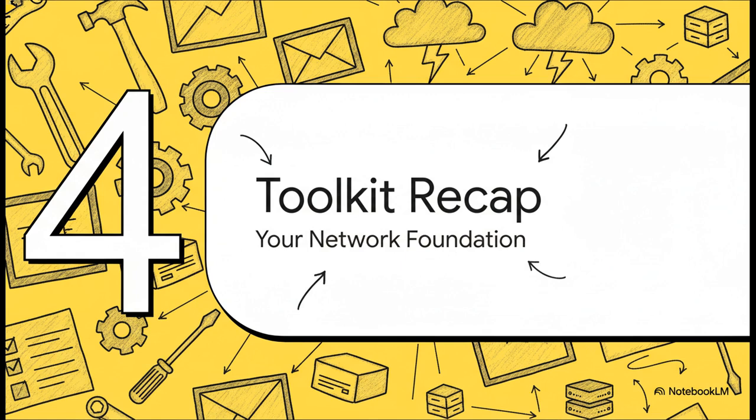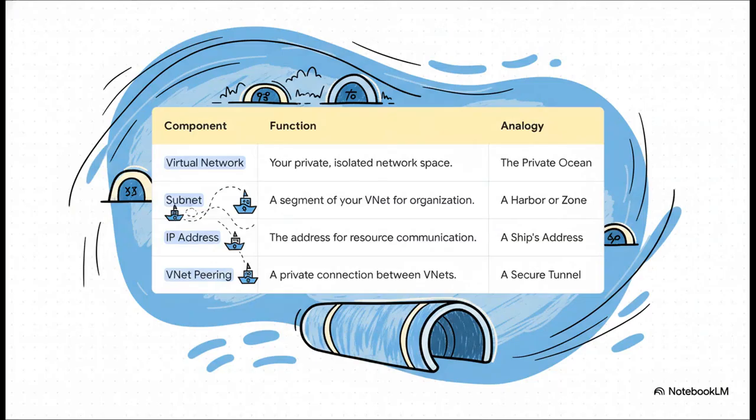Okay, whoa! We've covered a lot of ground. Let's just pause for a second and do a quick recap of this awesome networking toolkit we've just put together. So, let's review our building blocks. We have the virtual network. That's our private ocean. We divide it up with subnets. Those are our harbors. Our resources get IP addresses, which are like the unique address for each ship. And to connect two different oceans together, we use VNet peering, our secure undersea tunnel. Each piece has a very specific and very important job.